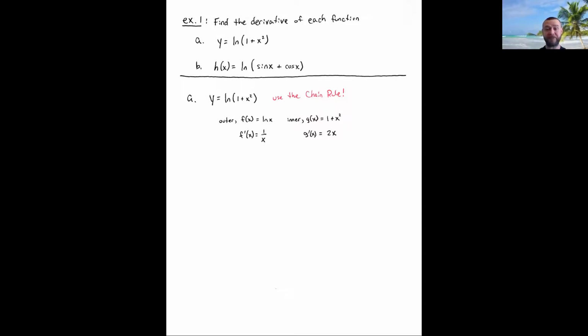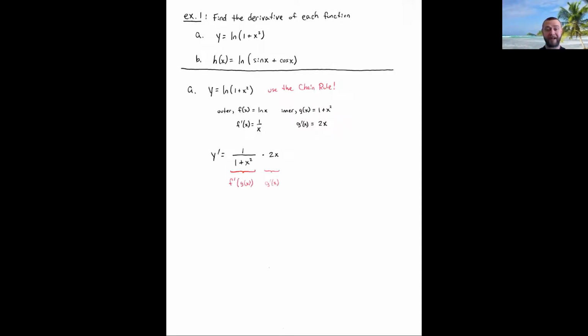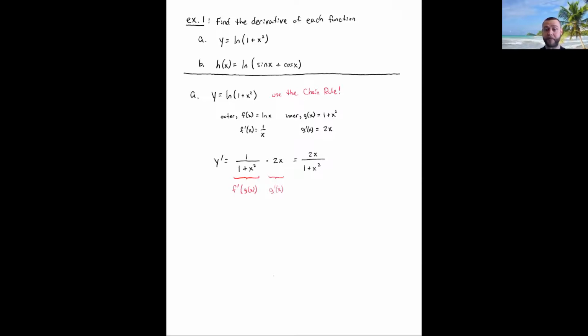We just now combine the pieces back with the chain rule. The chain rule says our derivative is f prime of g of x times g prime. And if you plug 1 plus x squared into 1 over x, you get that fraction, and then the 2x is the derivative of the inside, g prime. And now we can rewrite as a single fraction to clean it up a little bit, and write that as 2x divided by 1 plus x squared.